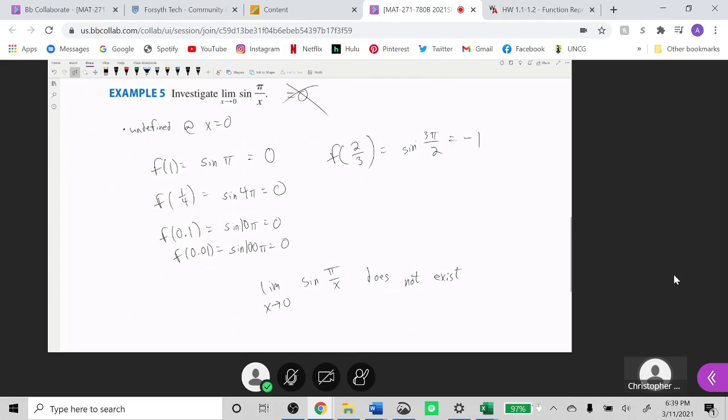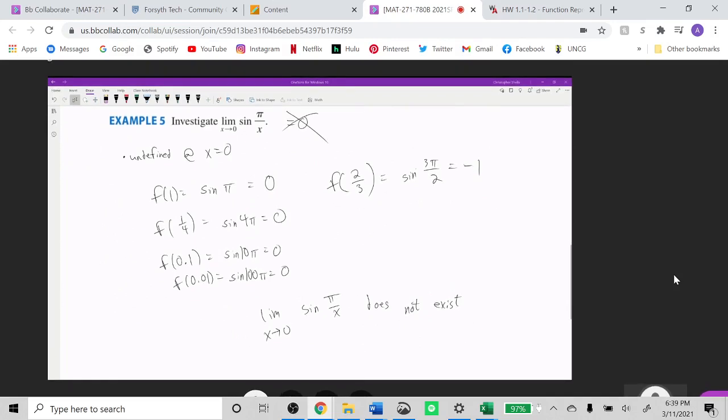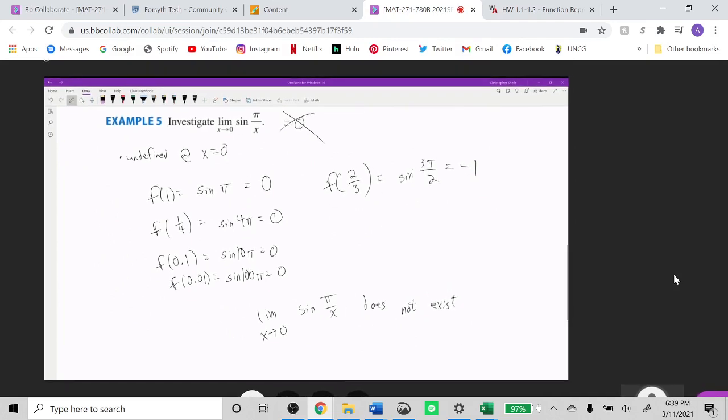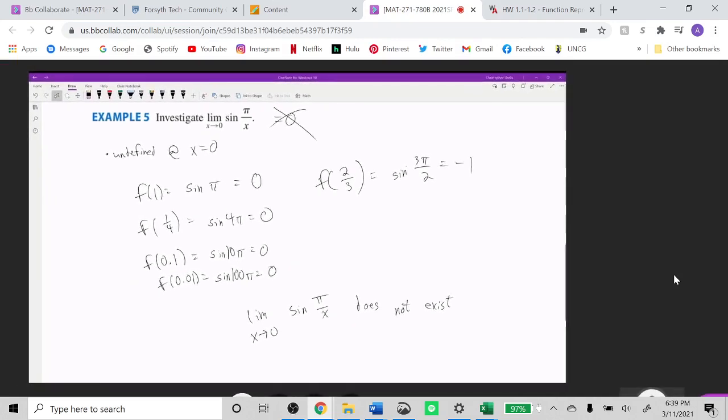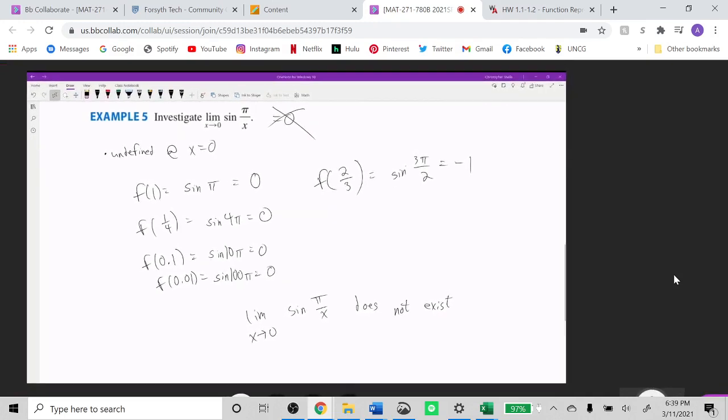Let's investigate another case here. What about if my, wait, you don't know? You don't know about what? Why it doesn't exist? Let me pull that graph back up. Let me take a screenshot.